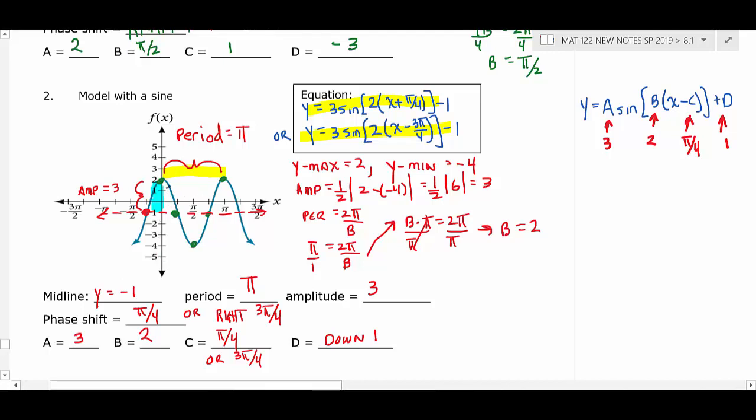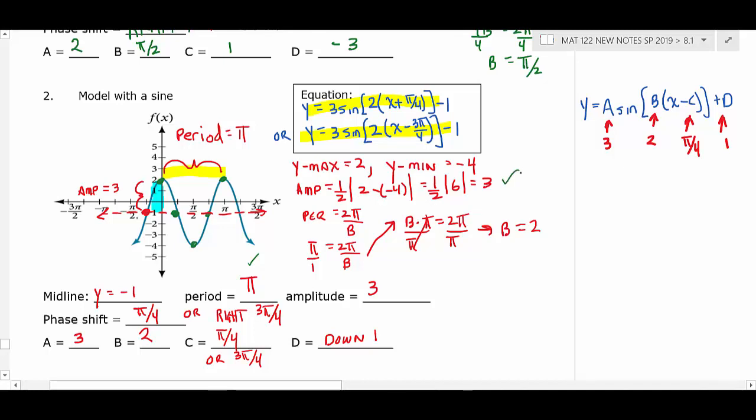And then the period, it doesn't really matter where you start counting. You can start here, you can start here. I think I just started here. So I did 1, 2, 3, 4, 5 key points. So from 0 to pi would be that cycle. Therefore that period would be pi. The amplitude, you can always look at the distance from the midline to the maximum. If you look right here, that's 1, 2, 3. Or you can use the formula, 1/2 the max minus the min. Crunch that out, you get 3.